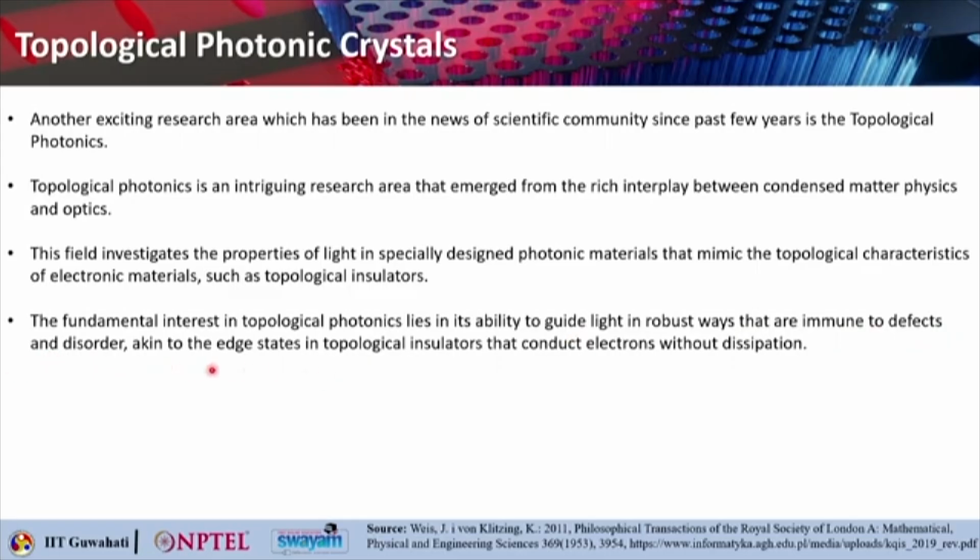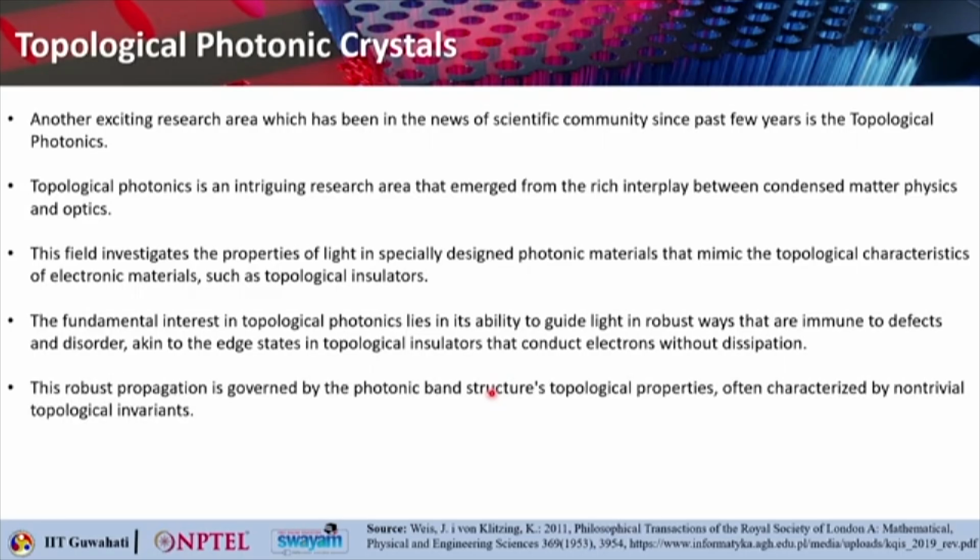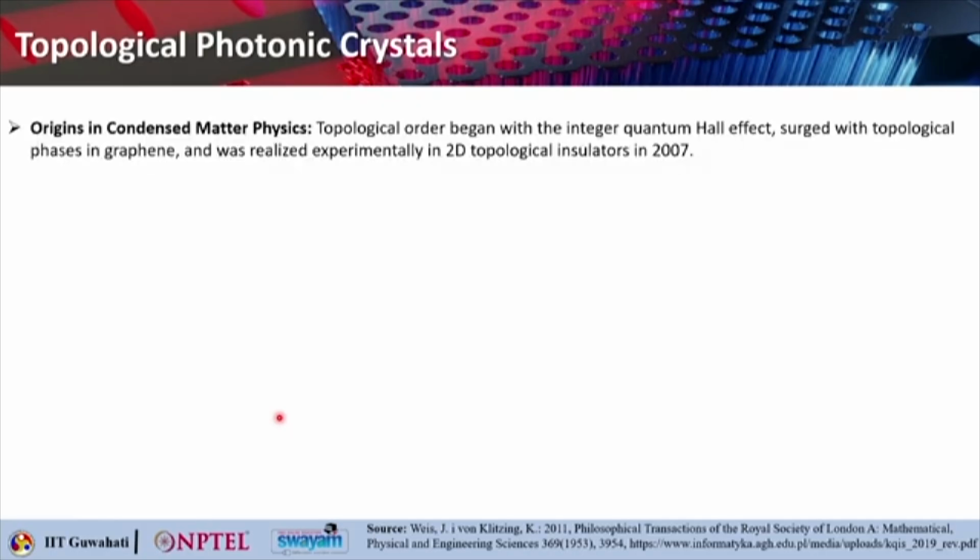Just like the edge modes that you can see in topological insulators that conduct electrons without dissipation, meaning without scattering losses, here also you will be able to use topological photonic insulators for making different waveguiding structures where light can be guided without any loss. So that is something very, very interesting. This robust propagation is governed by the photonic band structure's topological properties, often characterized by non-trivial topological invariants. We will go into the details.